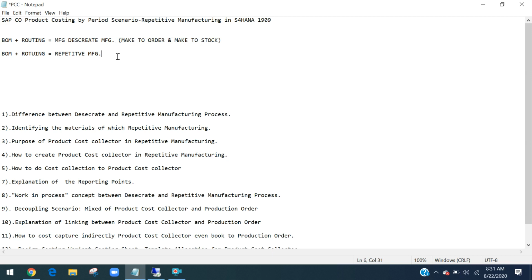And coming to repetitive manufacturing, as per my knowledge, majorly till now I have seen only make to stock being used. I haven't seen a make to order scenario in repetitive manufacturing so far, but in future it may come, I don't know. But as of now, as per my experience, I have seen repetitive manufacturing process in the make to stock scenario.